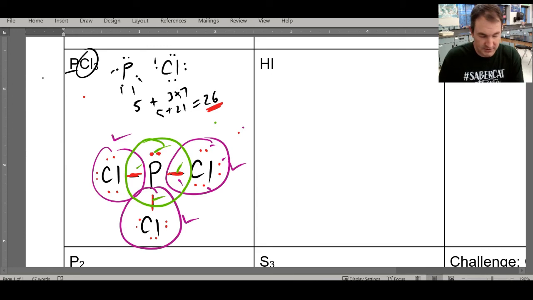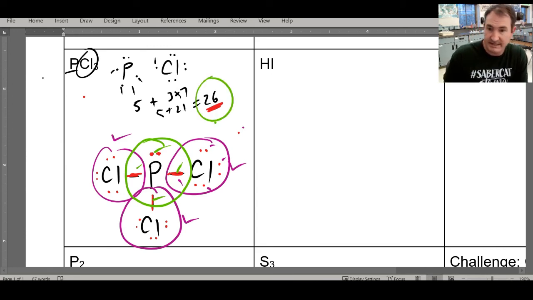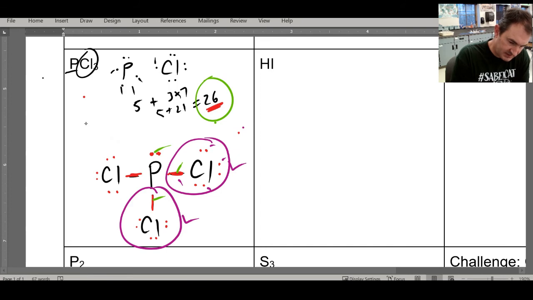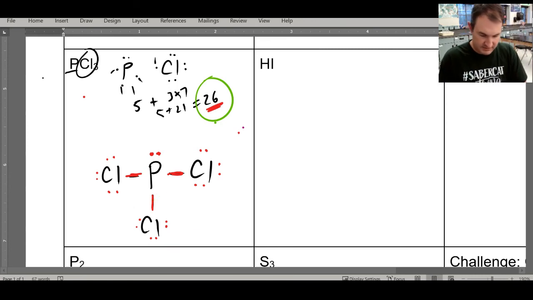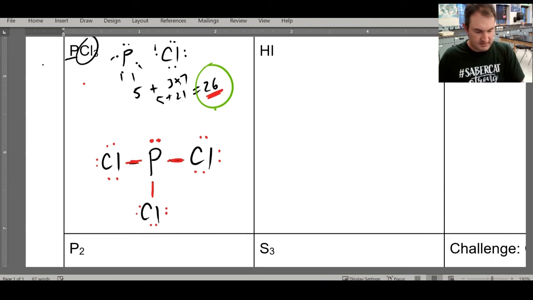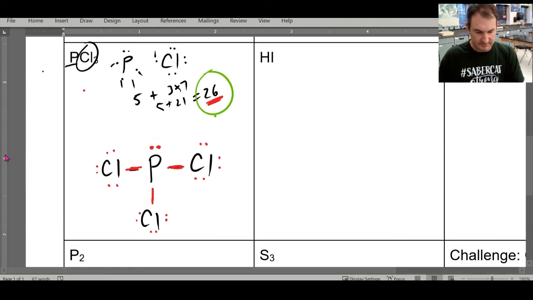So this is a good Lewis structure because I've got 26 valence electrons. Everybody has a full outer shell. They have 8 valence electrons, and I've got the right central atom. So this guy's good. No double bonds on this one, right? We don't need to do any more bonds. Some people just really like to put extra bonds on there, and that usually messes us up. Don't need to do that here because everybody's full.